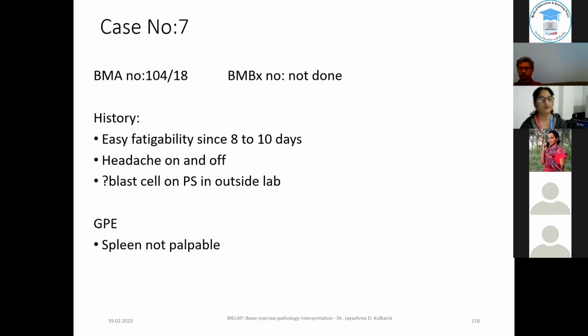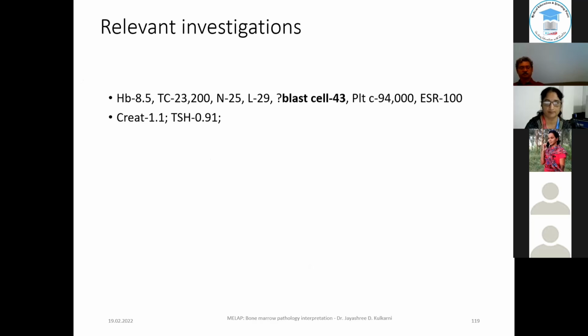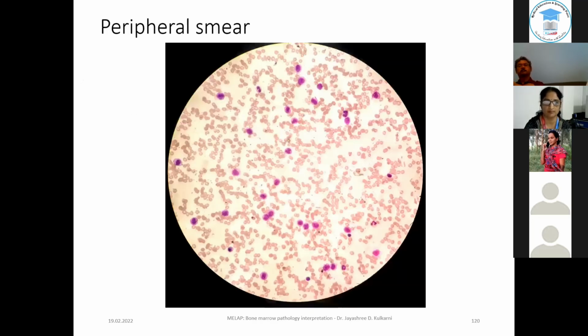Okay. Coming to the next case, easy fatigability. I don't know why the age is not mentioned here. Headache on and off, and query blast cells on the peripheral smear in an outside lab. And they said blasts around 43%. So here again, you are seeing some abnormal but myeloid looking cells.